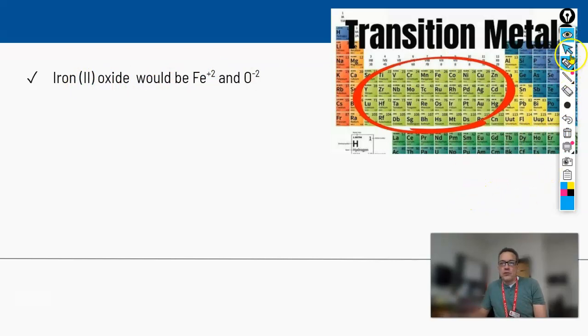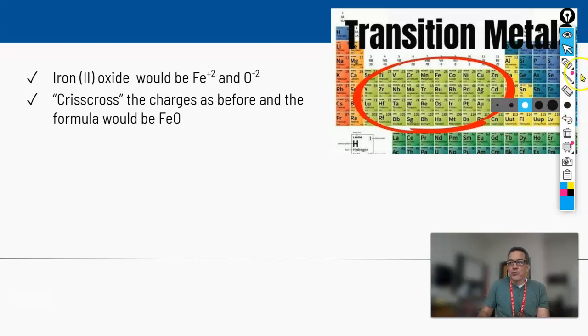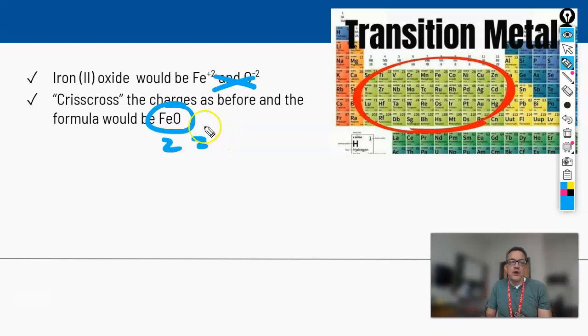Okay, so let's see what we got next. If we want to write the formula, we would still do the crisscross method as you've already done. So we would bring the 2's down. The 2 goes here, that 2 goes here. And remember, we don't leave 2 and 2 because we need to be able to reduce that. So we wouldn't write it as Fe2O2. We end up reducing it down. And so the correct formula for iron(II) oxide is going to be FeO.